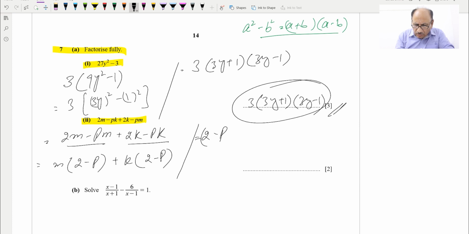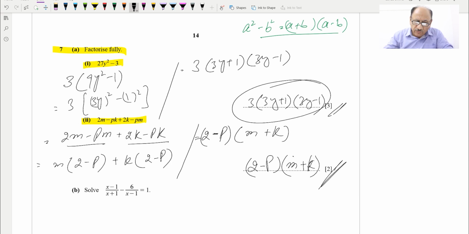If you are not understanding this, it means your algebra is weak, and you need to practice algebra a lot, go through the method, and then come to the past paper questions.